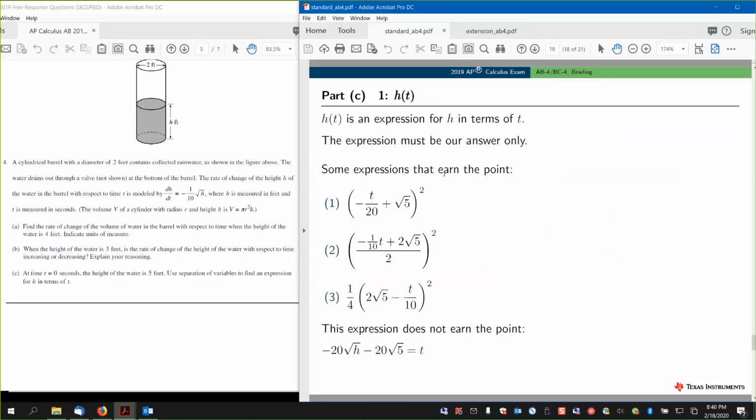Okay. In part C here, finally, that last point was for presenting a correct expression for H in terms of T. And the expression has to be our answer only. And here are some expressions that actually earn that point. I won't read through all of those with you, but I will remark down at the bottom here that this expression does not earn that final point. And the reason is because you have to solve, in this case, for H in terms of T explicitly.